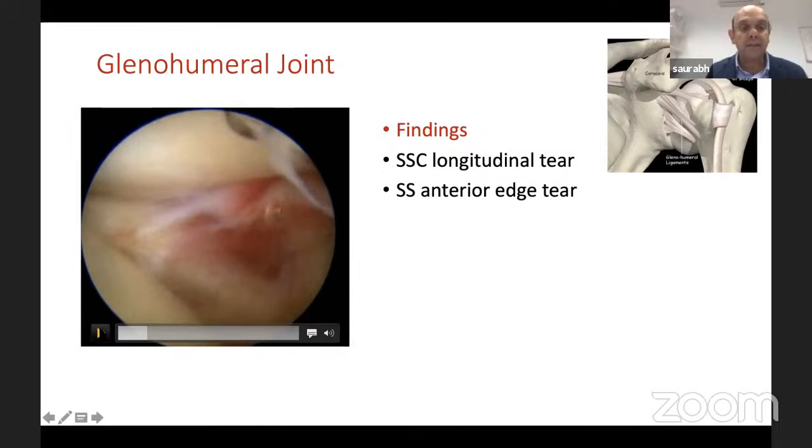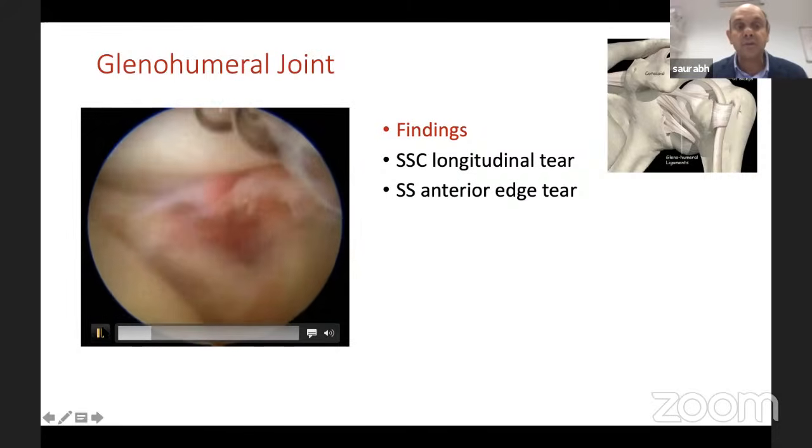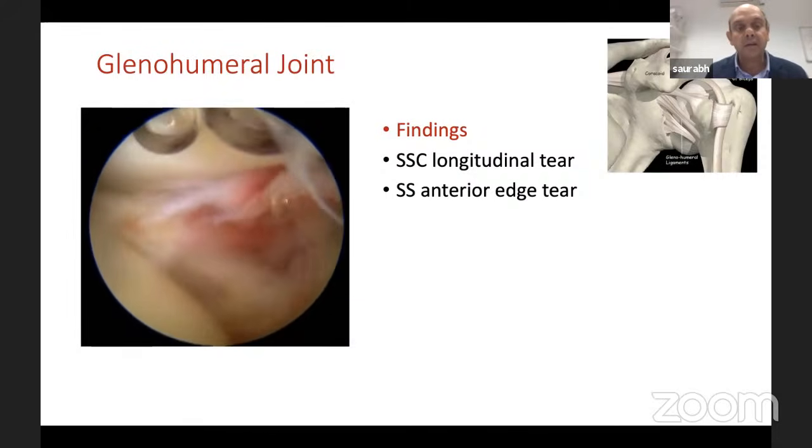And then finally, you've gone to your rotator interval now. So that's your biceps, that's your subscap. You can see a lot of inflammation in the rotator interval. It's all red and angry looking. So if you carry on with this, now you need to assess your subscap in a bit more detail.